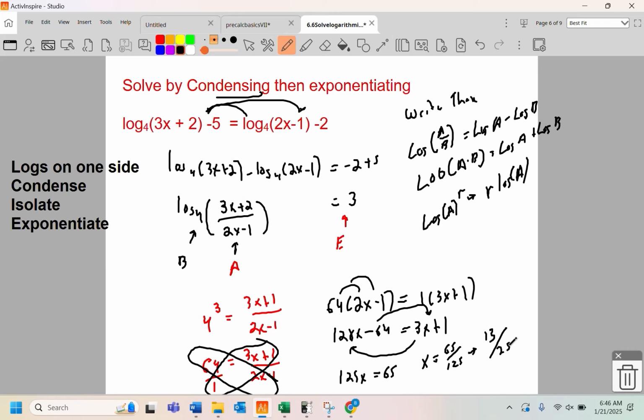Now the question is, is this valid? All right, is this a valid answer? So we're going to check our domain. 3x plus 2 is bigger than 0, so x has to be greater than negative 2/3. Okay, we're working here, we're good. 2x minus 1 is bigger than 0, x is greater than 1/2. We're good. It's a real answer. All right, moving forward.